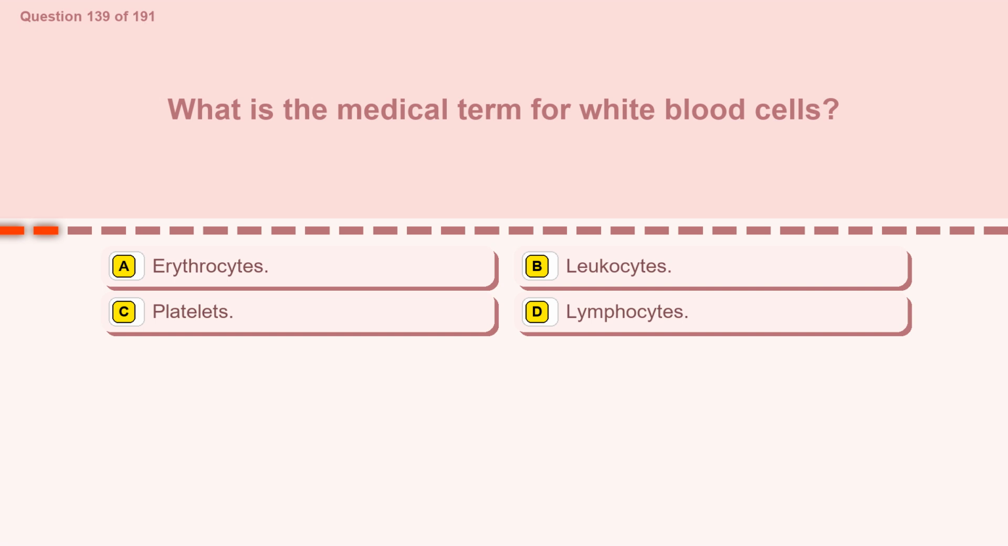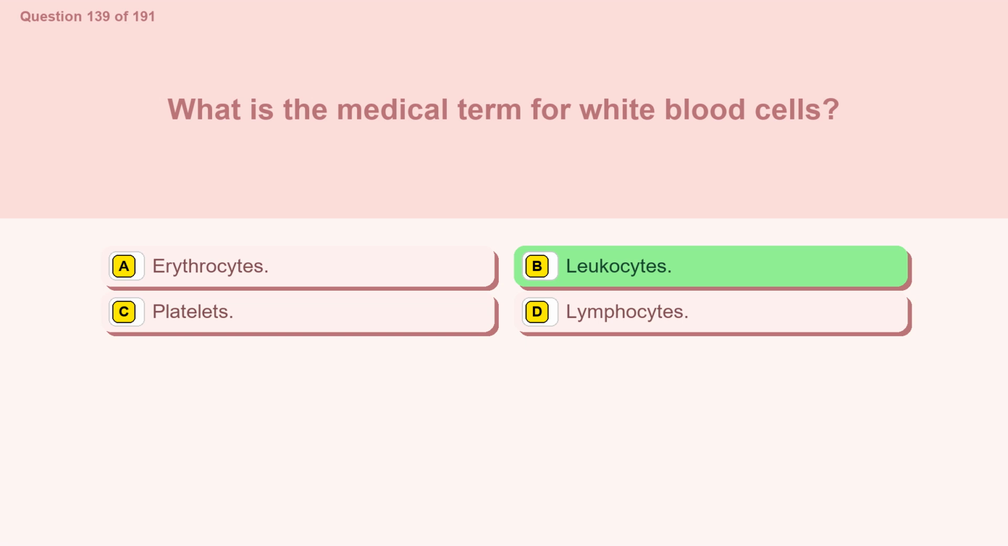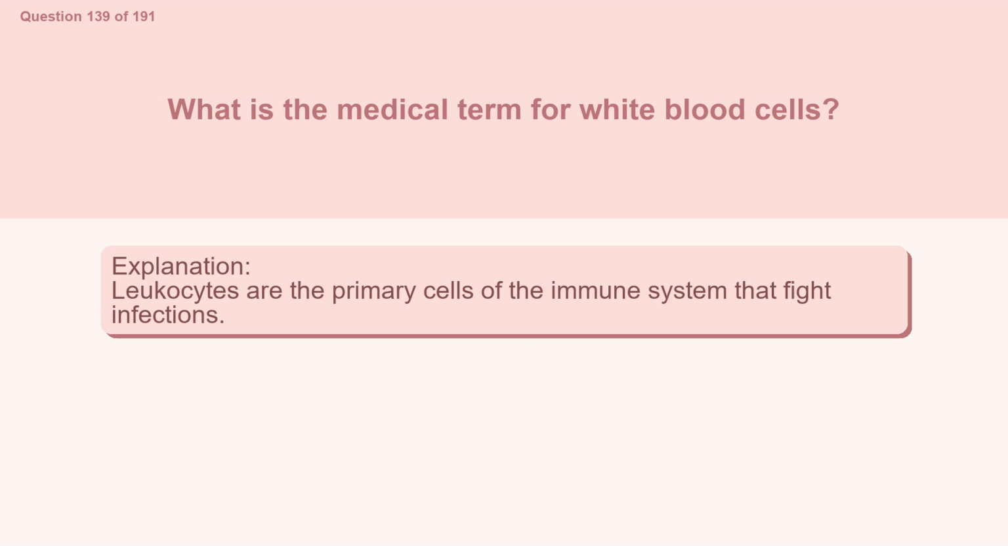Question 139. What is the medical term for white blood cells? Option A. Erythrocytes. Option B. Leukocytes. Option C. Platelets. Option D. Lymphocytes. The correct answer is option B. Leukocytes. Leukocytes are the primary cells of the immune system that fight infections.